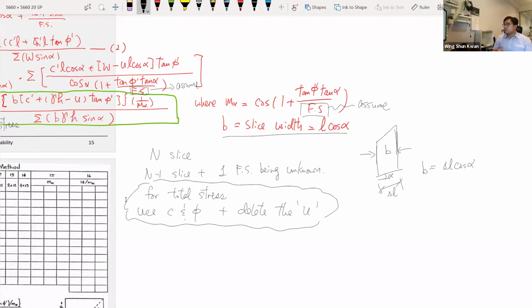You realize the Bishop method is getting better because it fulfills two equilibriums: the vertical direction and also the moment. But it doesn't fulfill the equilibrium of the horizontal direction. It's a trade-off, because if you try to fulfill all of them, that would be too complicated in terms of doing manual calculations.